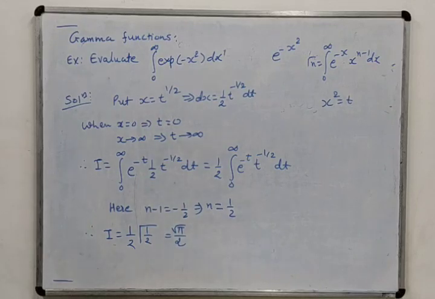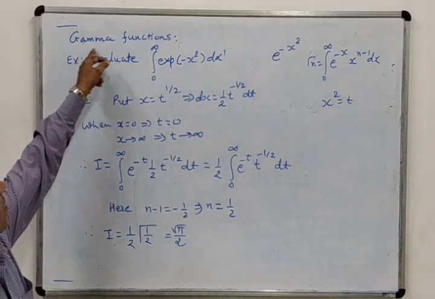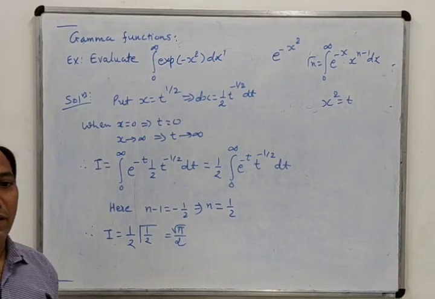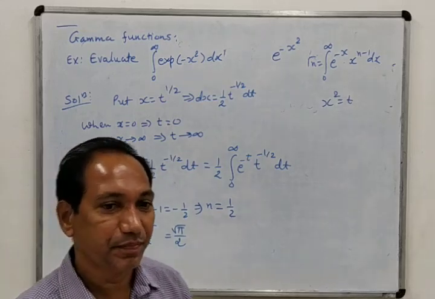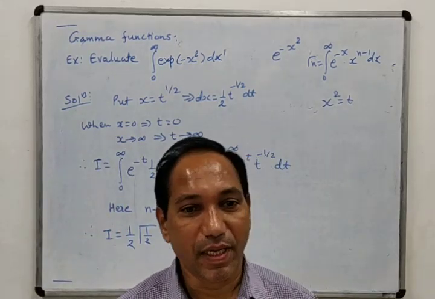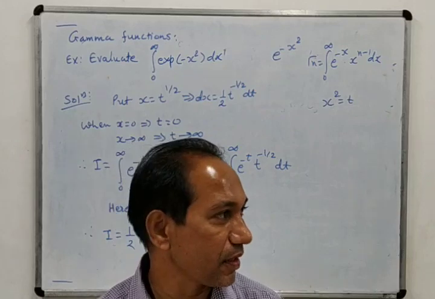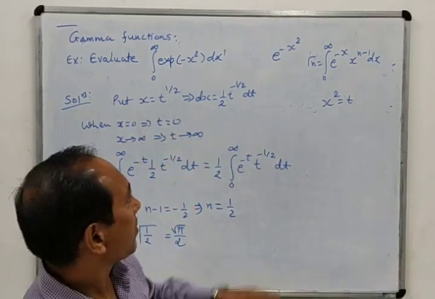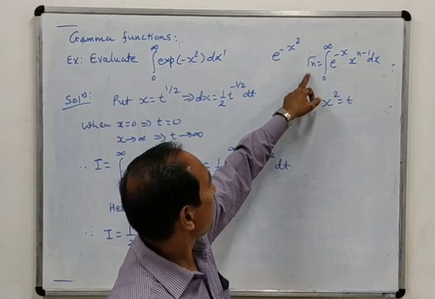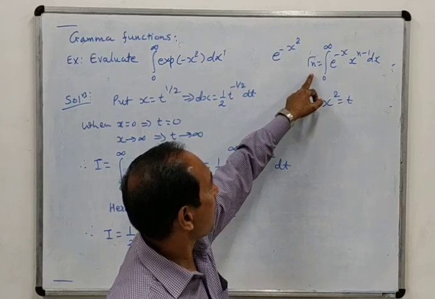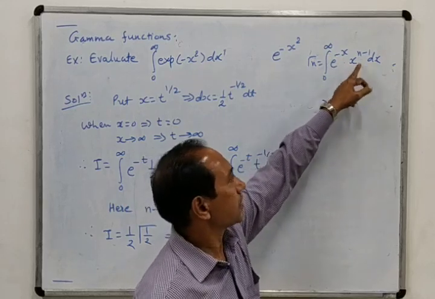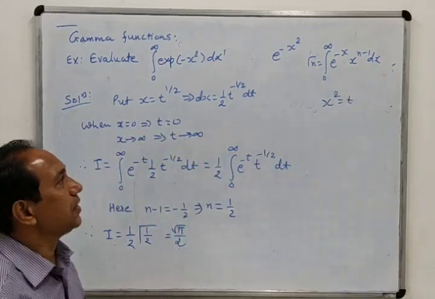So students, in the last lecture we have started a chapter on gamma functions. There we have seen the definition of gamma function as well as the properties of gamma function. We have seen how to write the definition of gamma function: gamma n equal to integration 0 to infinity e raised to minus x, x raised to n minus 1 dx.